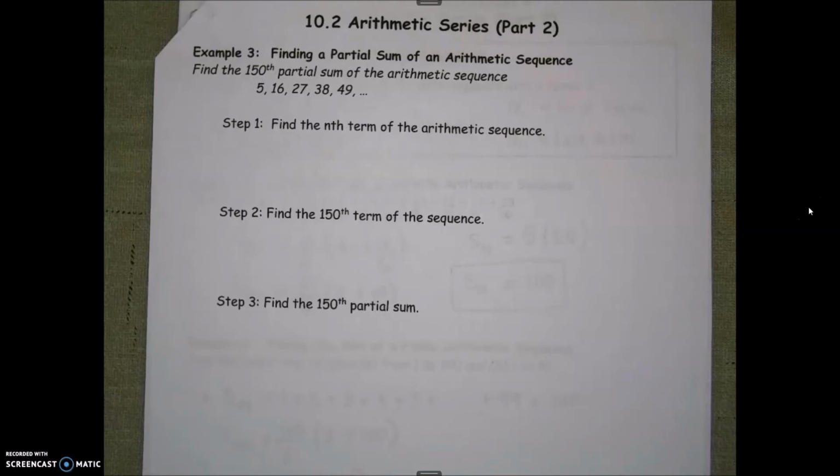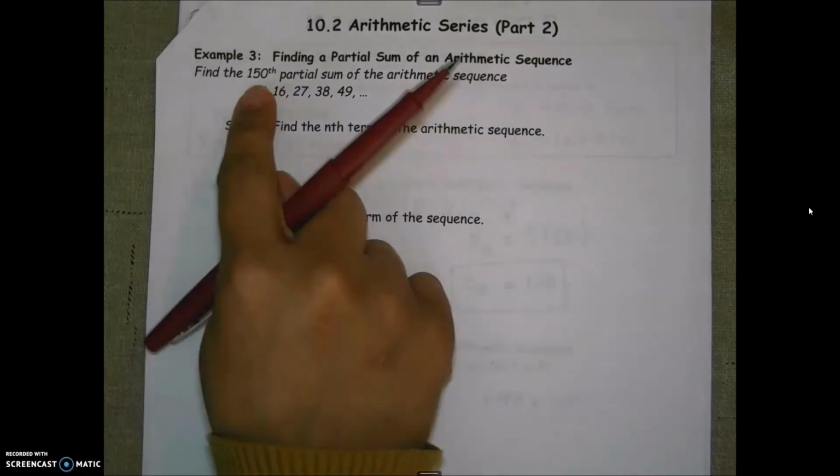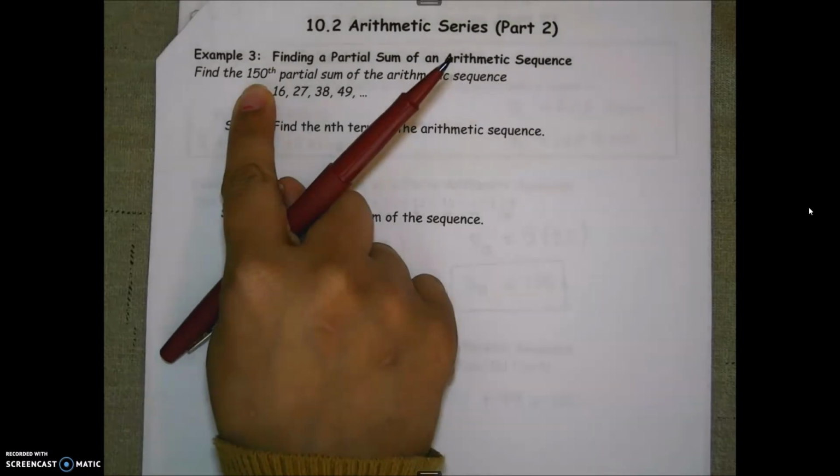Last example, example number 3, finding a partial sum of an arithmetic sequence. Now, all this really tells me when I see the word partial sum is that instead of dealing with a finite sequence, which has a specific set of terms, I'm dealing with an infinite sequence, which means that it continues on forever and ever. And I actually am giving you a stopping place of where I want you to stop. And in this case, I want to stop at the 150th term, okay?